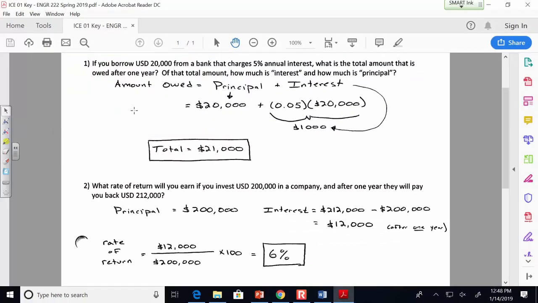Okay, I've had 1 and 2 up on the screen already. So for problem 1, the total amount at the end of the 1 year is $21,000. Pretty easy there. You know, how much is the principal? How much is the interest? So $20,000, that's what we call the principal.